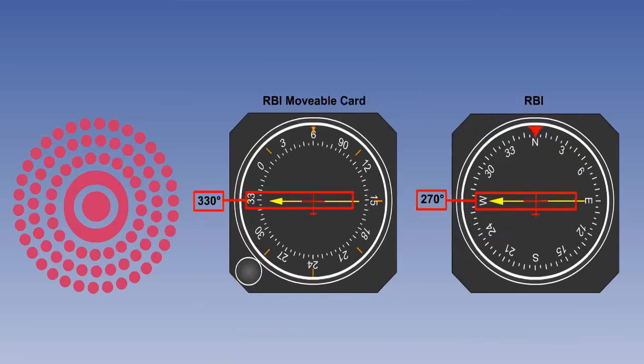The ADF needle on both RBIs points in the same direction to the NDB. The number on the basic RBI shows 270. But now, the number on the RBI with the movable card, to which the needle is pointing, is 330 degrees. The number 330 reflects the heading of 060, plus the relative bearing of 270. In other words, this is the magnetic track, the QDM, to fly to the NDB.